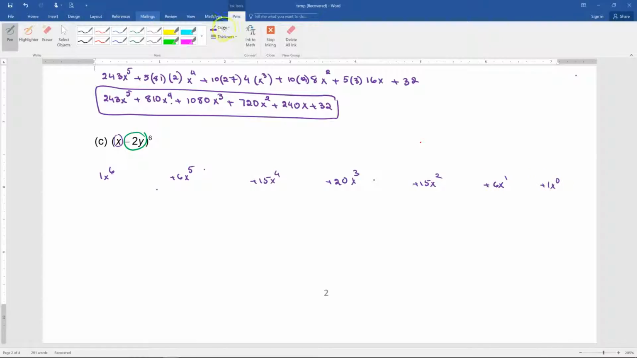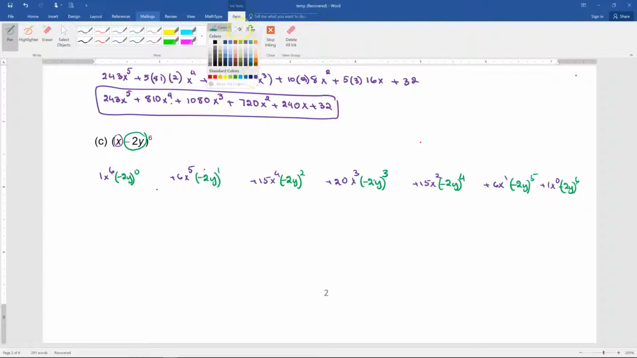All right, and now the next one, it's going to be negative 2y to the 0, negative 2y to the 1, 2, 3, 4, 5, 6.